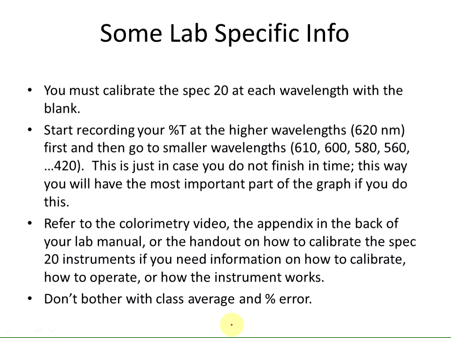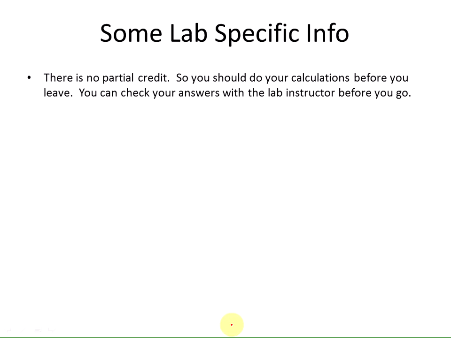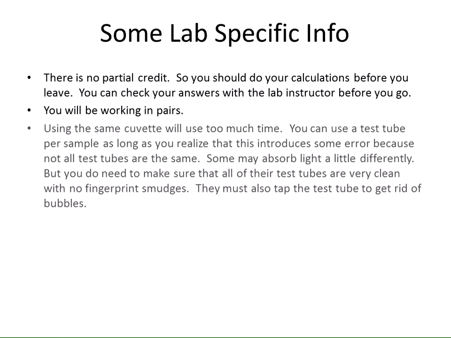Don't bother with doing the class average or the percent error. We do not have time to do that for this lab. There is no partial credit for your answers, so be sure to check your calculations before you leave the lab. You can check your answers with the lab instructors before you leave. You will also be working in pairs, as with most labs in Chem 1B.